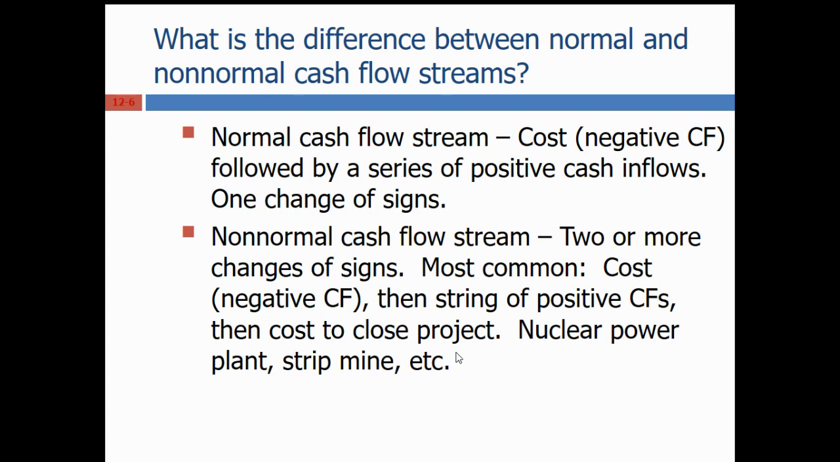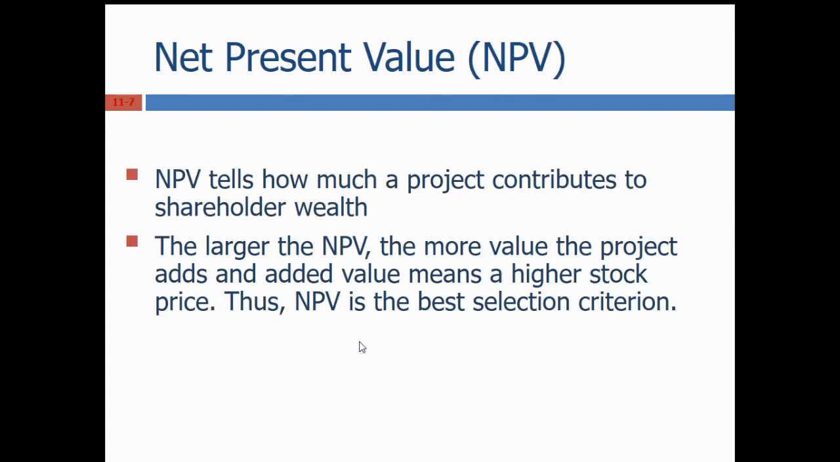So here you have a cash outflow at the beginning and also at the end of the project. That is why a normal cash flow has only one change of sign, while in non-normal cash flows you have more than one. All right, so let's start with net present value.